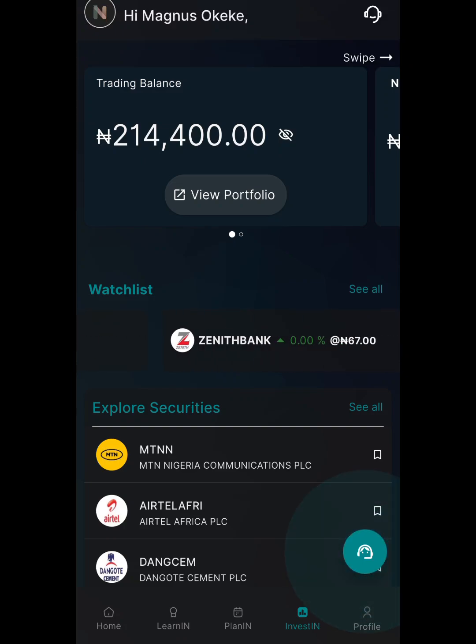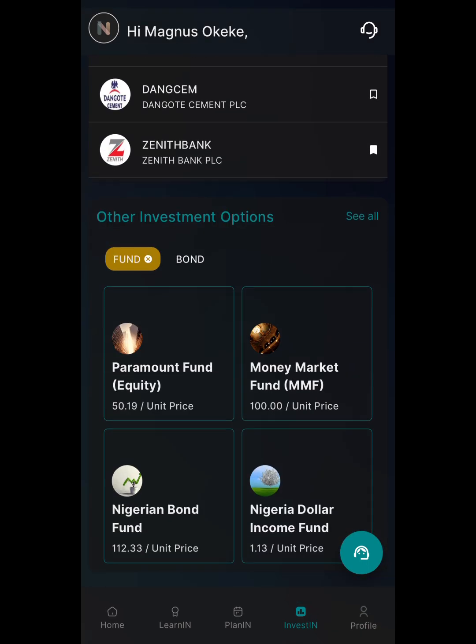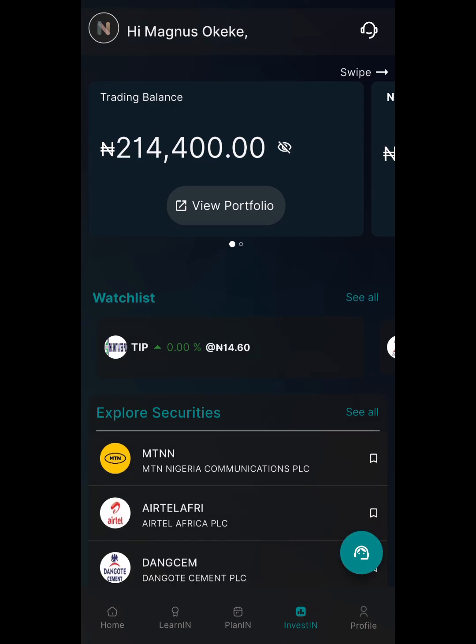In my previous video I talked about how I bought Zenith Bank shares, and in today's video I want to basically show you how to use the limit buy on stock investing platforms. This does not apply to InvestNaija alone. You can use it on Bamboo or any other platform that you use to buy Nigerian stocks.